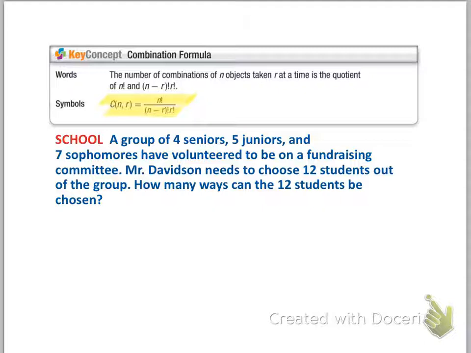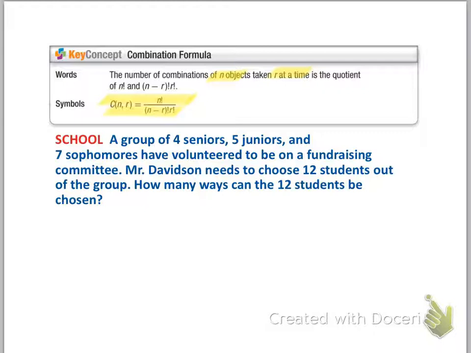So a group of 4 seniors, 5 juniors, and 7 sophomores have volunteered to be on a fundraising committee. Mr. Davidson needs to choose 12 students out of the group. How many ways can the 12 students be chosen? Okay, so the same thing here. We need to figure out what our N is, the number of objects, and R, the number that we're going to use at a time.